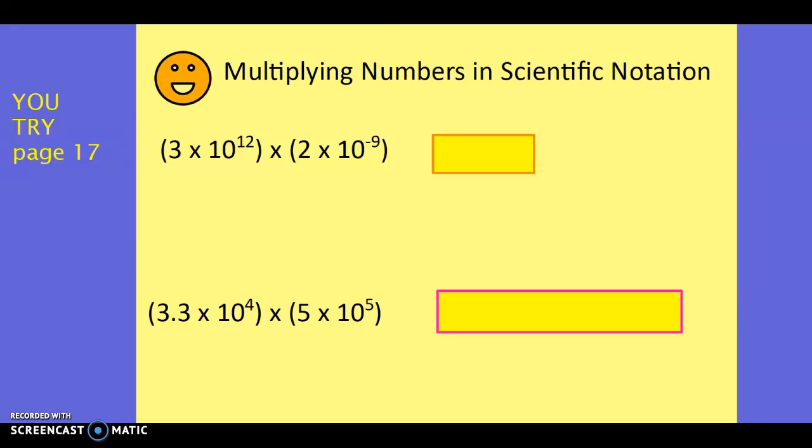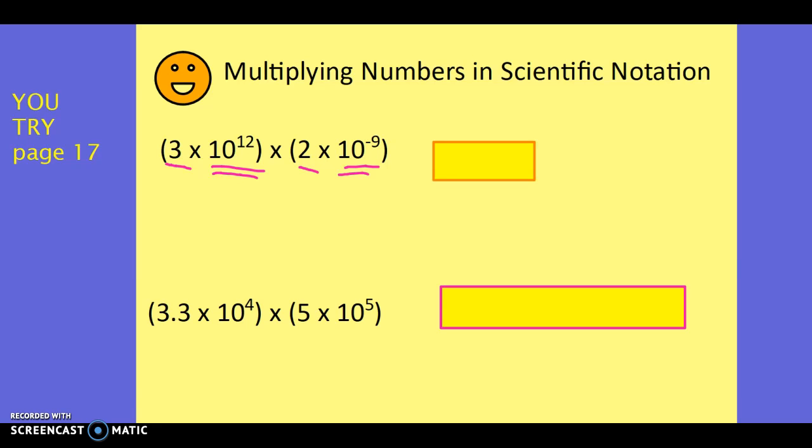Okay, so finally, if you would please, on page 17, do the problems on the right, the you try problems, and you practice multiplying the 2 numbers together that are in scientific notation. Remember to multiply the regular numbers together, and then multiply the numbers that have the base of 10 with their exponents. Do that on both problems, and I'll reveal the answers in a second.